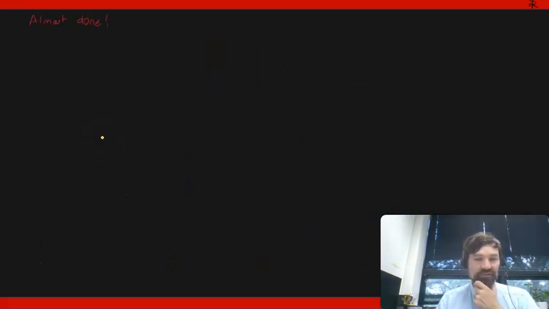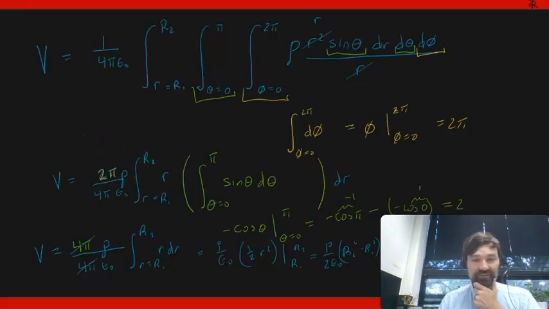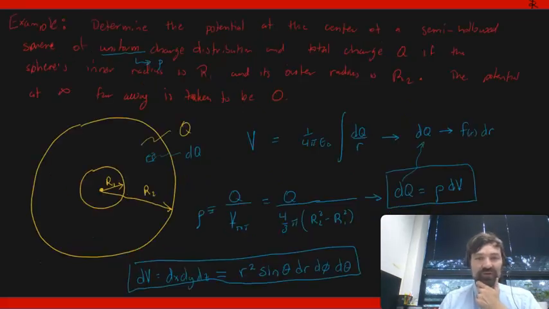At this point, I can say we're almost done. In some sense, this right here is pretty good. The thing is, the original problem didn't give us stuff in terms of a rho. It gave us stuff in terms of a q.